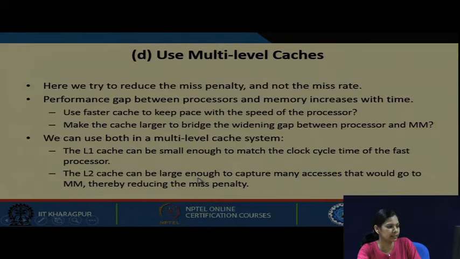The L2 cache can be large enough to capture many accesses that would go to main memory, thereby reducing the miss penalty. So, what we are trying to say here is that the L1 cache will be small enough and much faster, and the L2 cache will be a little larger, such that most of the data from main memory is present in the L2 cache. Whenever it is not present in the L1 cache, I am just getting it from the L2 cache and not from main memory. So, we are getting some advantage out here.